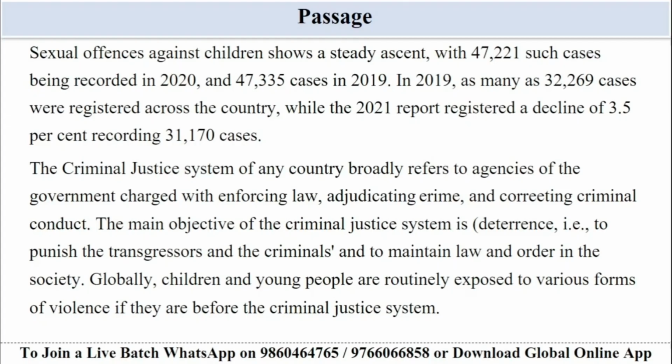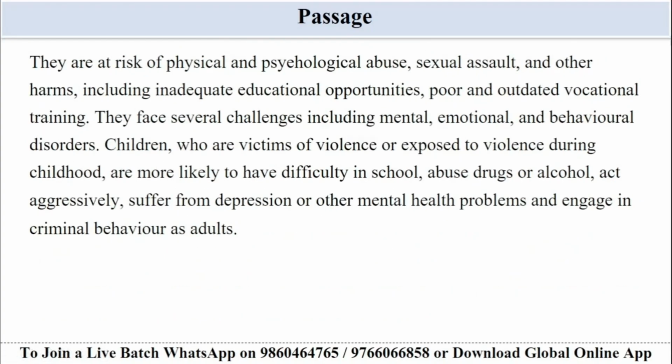Globally, children and young people are routinely exposed to various forms of violence if they are before the criminal justice system. They are at risk of physical and psychological abuse, sexual assault, and other harms, including inadequate educational opportunities and poor and outdated vocational training.